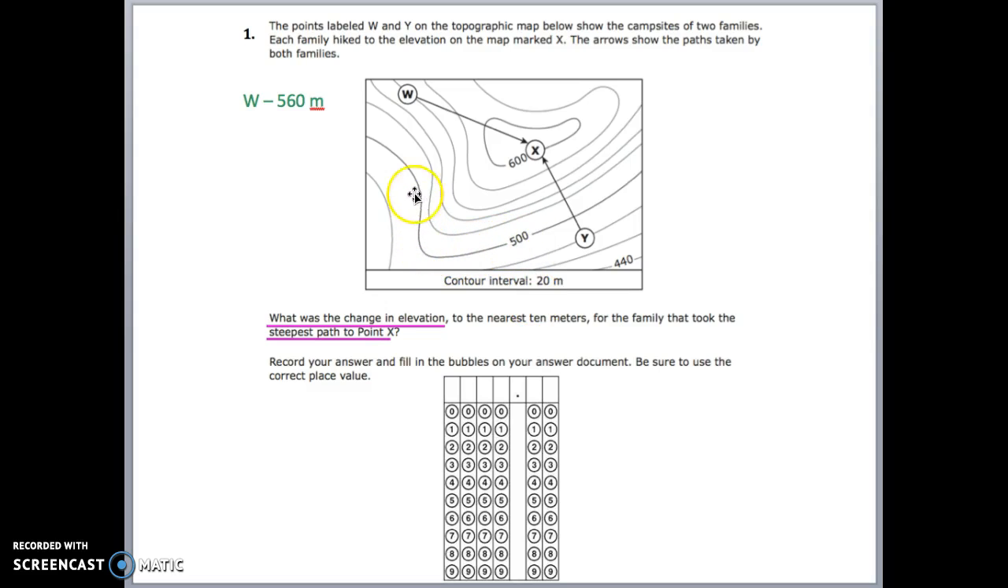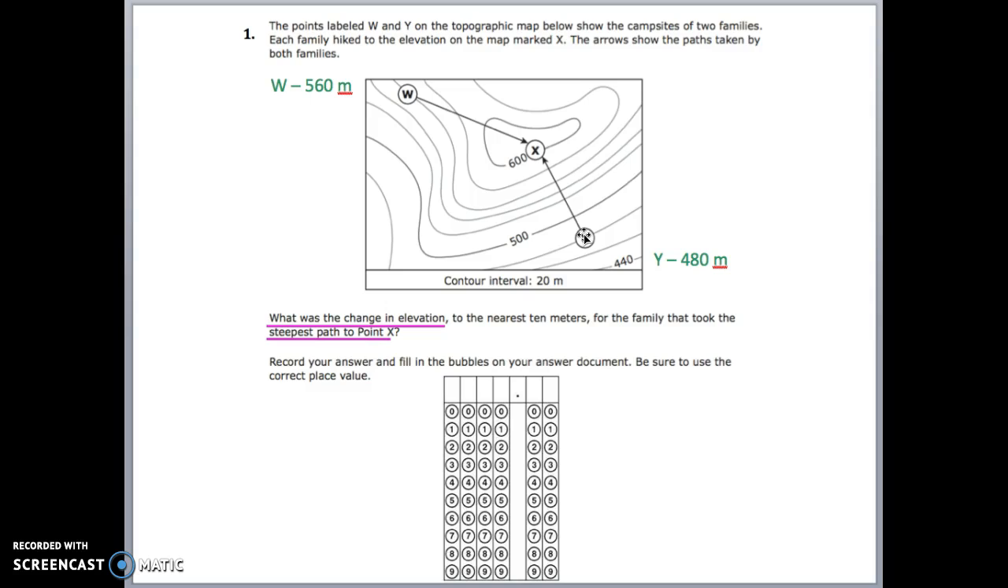So starting at 500, 520, 540, 560. So W is at 560. Now to find out family Y's starting point, we look at their contour line. Here's another contour line, which is 440, and our interval is 20 meters. So 440, 460, 480. So our Y is at 480.